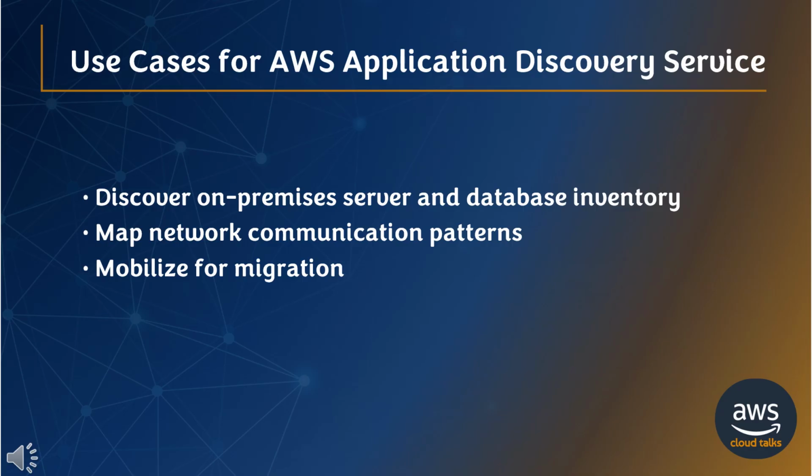As a result, it supports the following use cases, which cover the needs of a broad spectrum of enterprise customers: discover on-premises server and database inventory, map network communication patterns, and mobilize for migration. Let's elaborate each of these use cases for AWS Application Discovery Service.